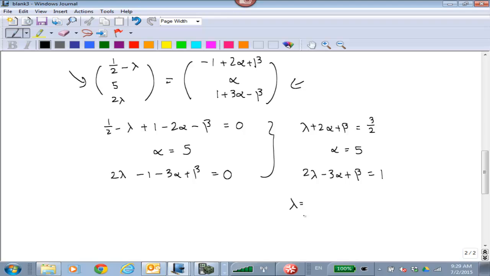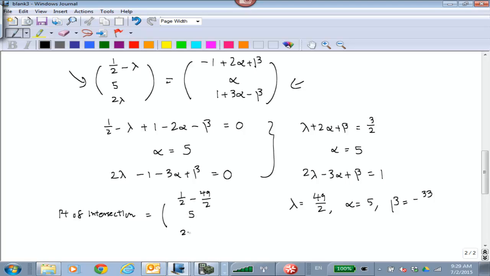59 over 2. 49 over 2. Okay, sounds about right. 49 over 2. Alpha is 5. Beta is negative 33 over 2. Right. Okay, which means that my point of intersection is basically equal to half minus 49 over 2. Correct, yeah. 5. 2 times 49 over 2.